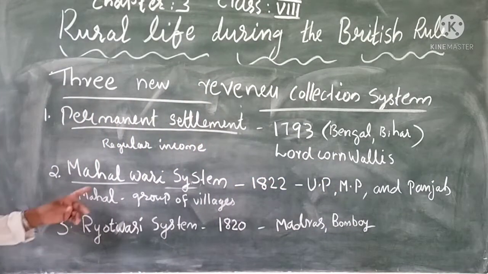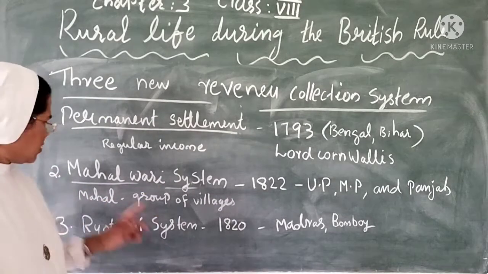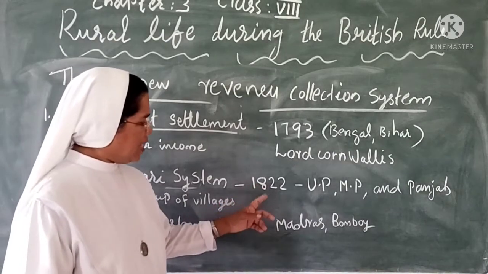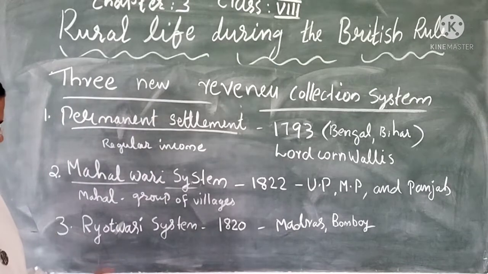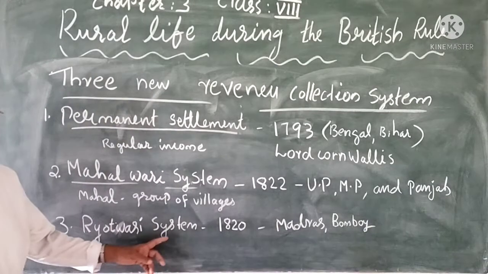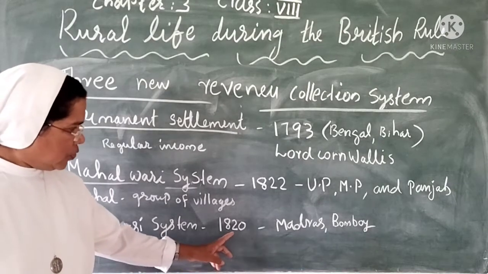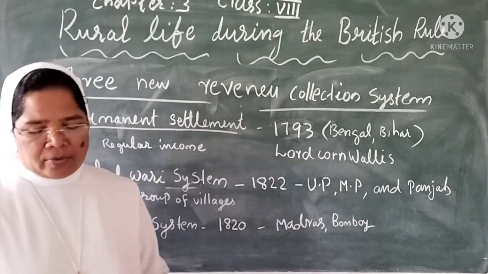The second one is the Mahalwari system in 1822. The third one is the Ryotwari system in 1820. Now let us study them.